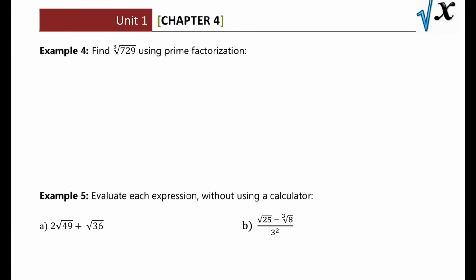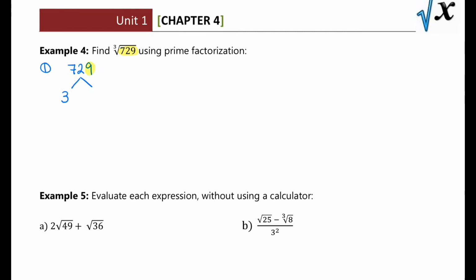Let's try example number 4. Find the cubic root of 729 using prime factorization. We can use a factor tree. So first take out the radicand that's under the root sign. So we'll first write 729, and then we're going to split this up into a product of prime numbers. Because the last digit here is 9, my guess is that let's try dividing this by 3. So we write the 3 there.